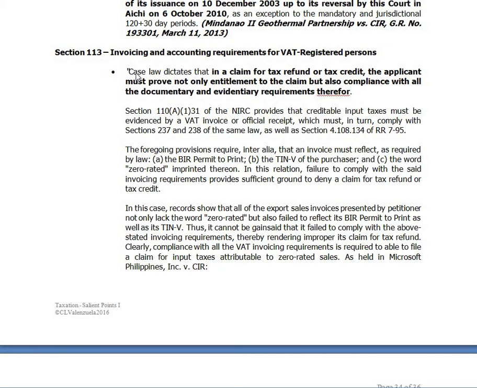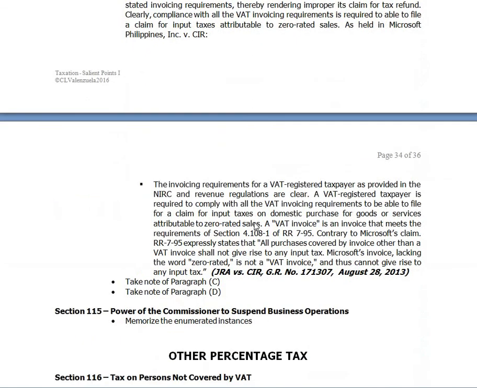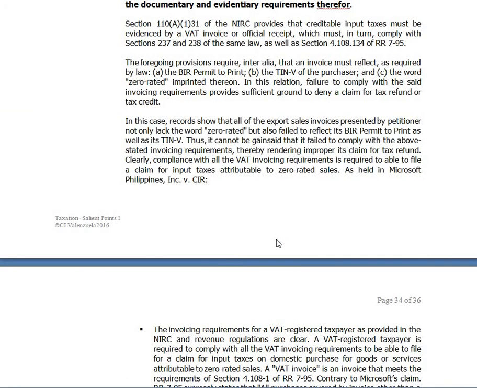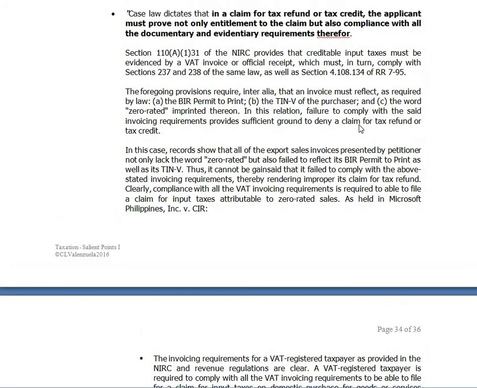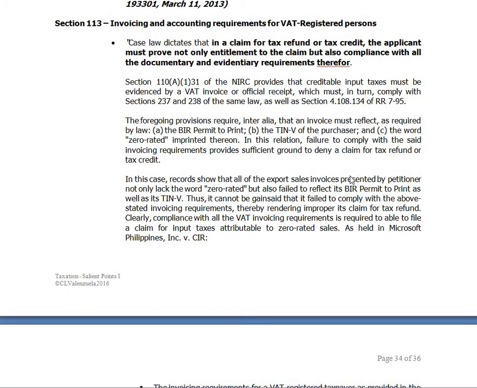Okay, so now we go to invoicing and accounting requirements for VAT registered persons. This is section 113. You remember this case? I don't know if you've read this, but I've mentioned it to you before. Just remember that you have to comply with section 110 and 237 and 238 of the NIRC and all the relevant revenue regulations. The invoicing requires that for you to claim your input tax, you must have this.